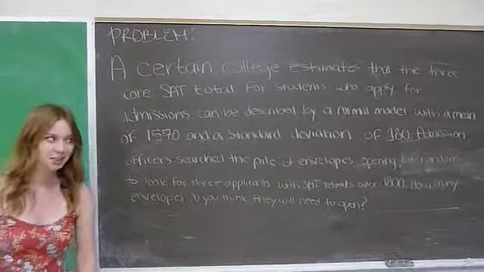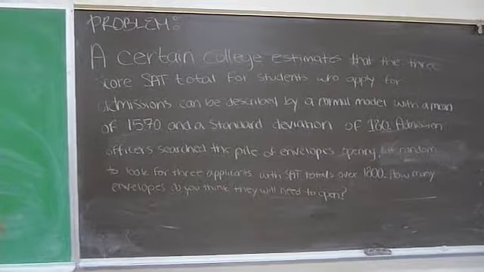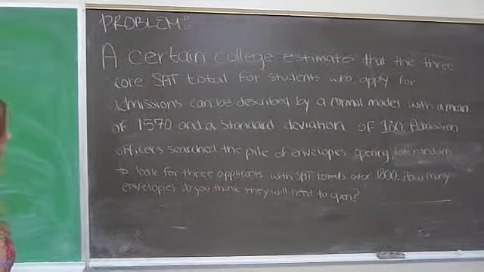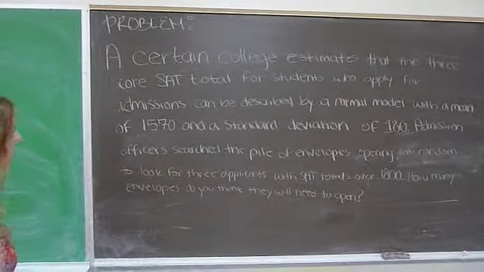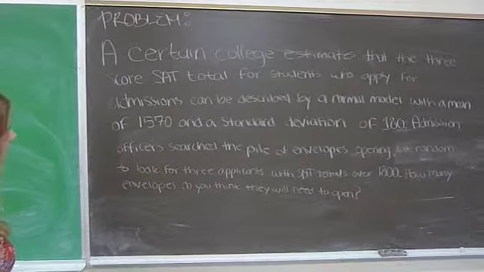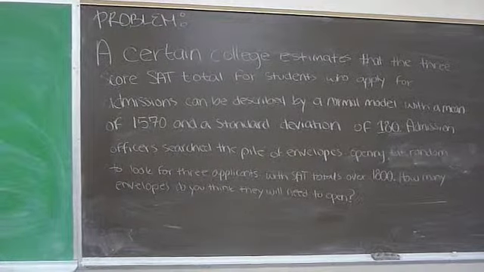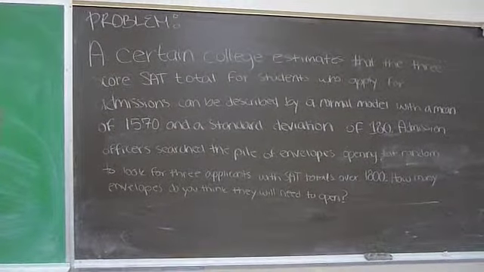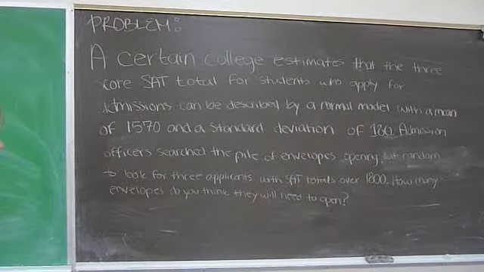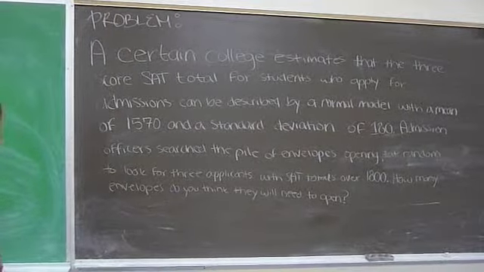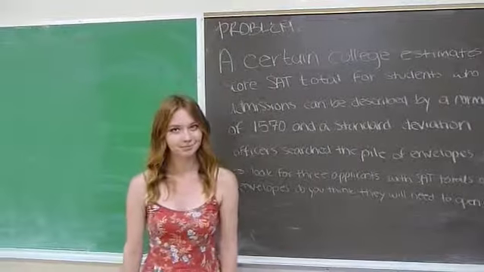So here's the situation. A certain college estimates that the 3-score SAT total for students who apply for admissions can be described by a normal model with a mean of 1570 and a standard deviation of 180. Admission officers search the pile of envelopes, opening them at random to look for 3 applicants with SAT totals over 1,800. How many envelopes do you think we will need to open? Let's find out.